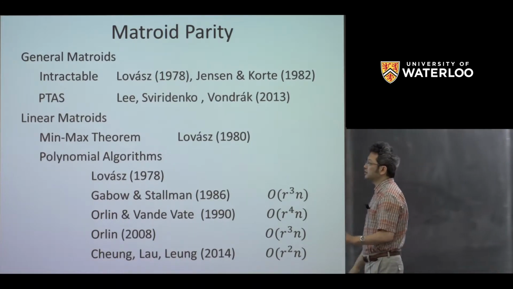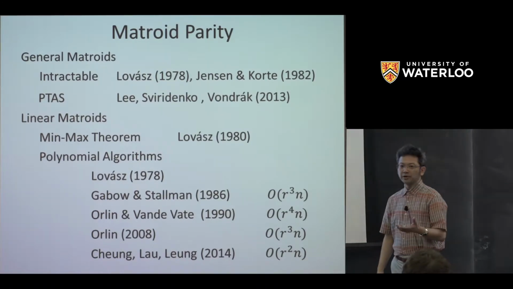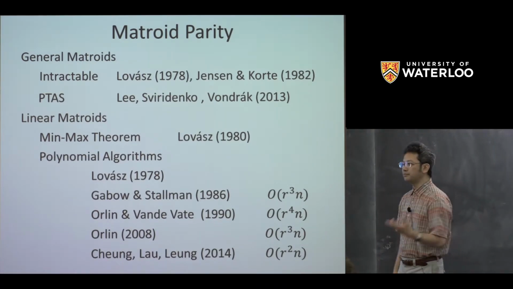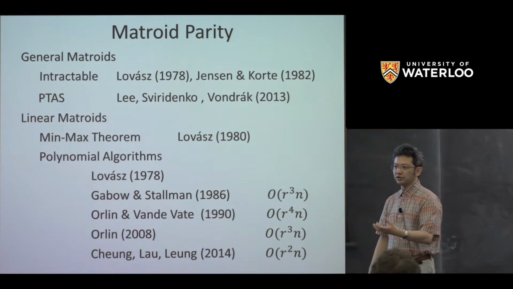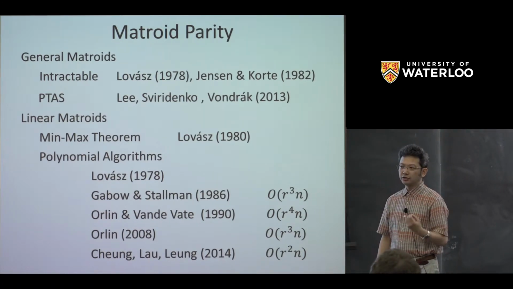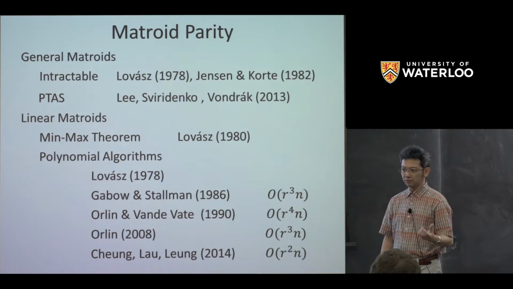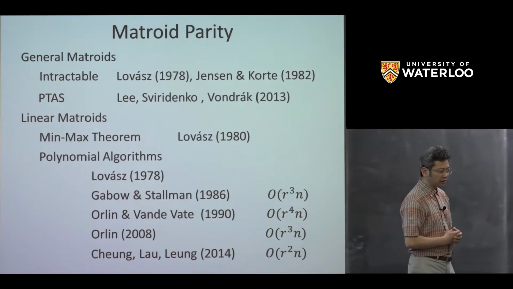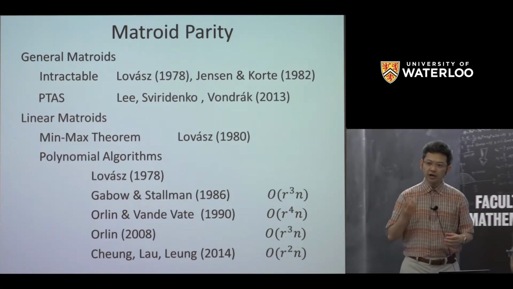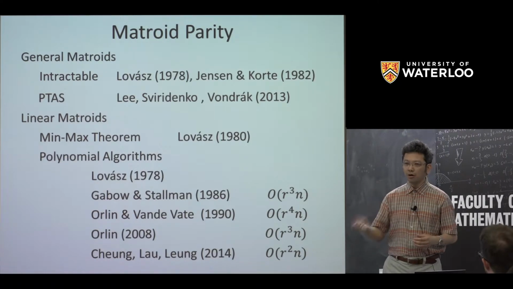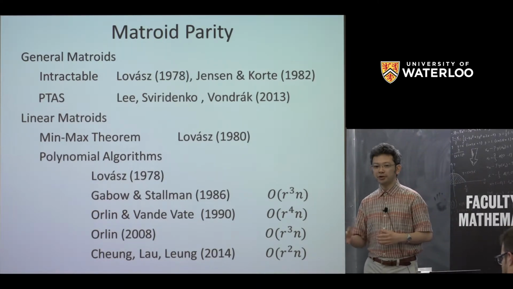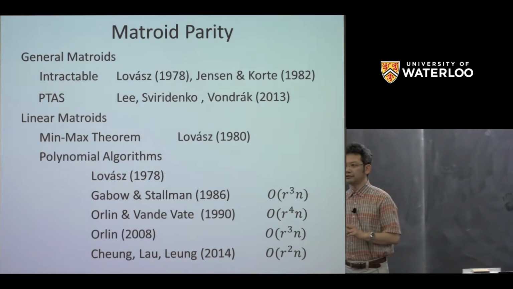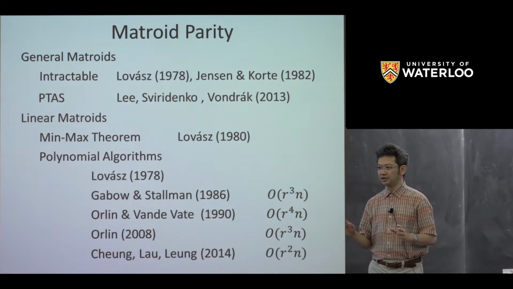Well, actually, it turned out that this problem is intractable in a general setting. When I say general matroids, I mean that the matroid is given by an independence test oracle. In this setting, it was proved by Lovász, and independently by Jensen and Korte, that we have to call the independence oracle exponentially many times to get a solution. So this intractability result is independent of assumptions like NP being equal to P.